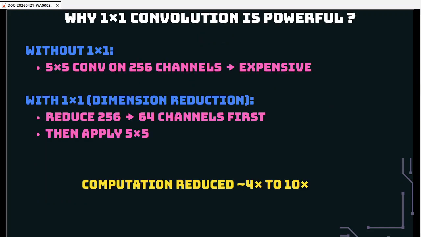The genius is the one cross one convolution. The biggest innovation of GoogleNet was the use of one cross one convolutions. Most beginners think, how can a one cross one filter learn anything useful? Let's understand.